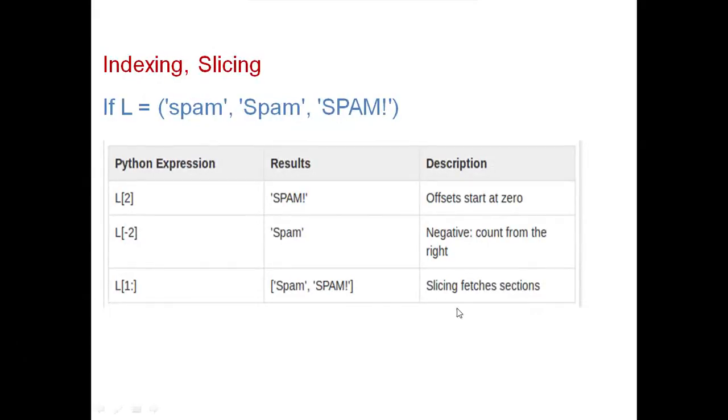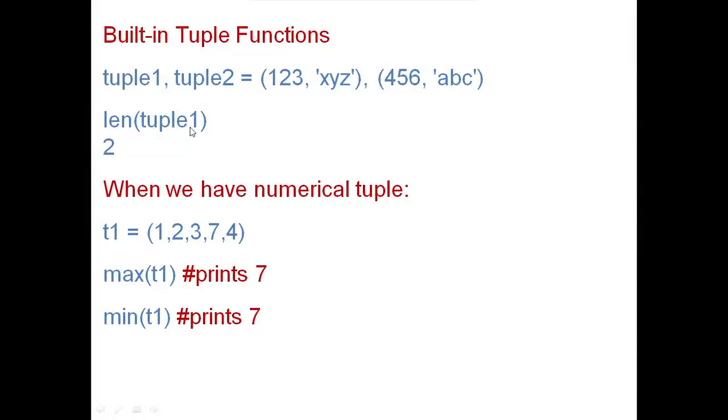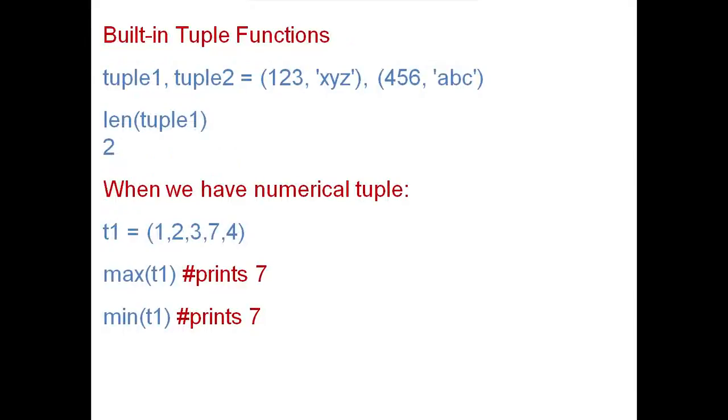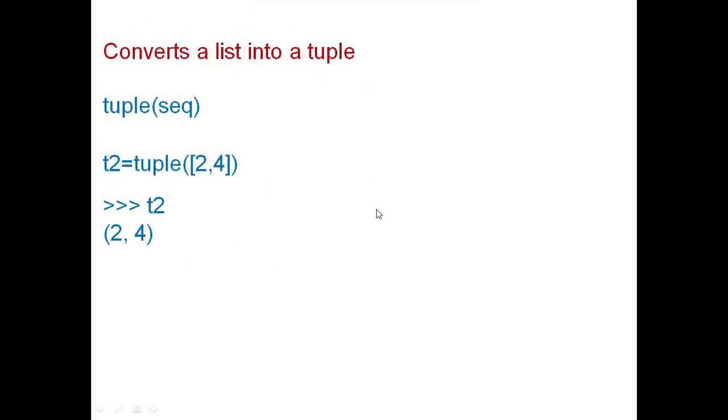Similar to this, for tuples also you can have L of -2. -1 is this, -2 is this, so it will print spam. And then you can have slicing also, as we do. These are just examples. When we have only numeric values in the tuple, max of t1 and min of t1 also work. Max of t1 will say the maximum value in the tuple, and min of t1 will say the minimum value. Please understand that this will work only when you have numerical values inside the tuple.